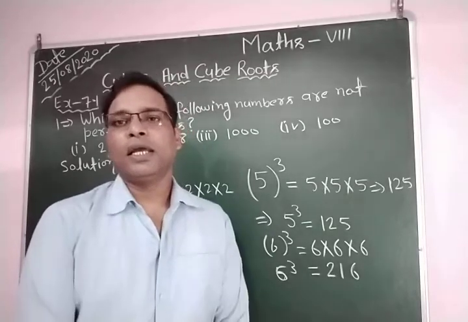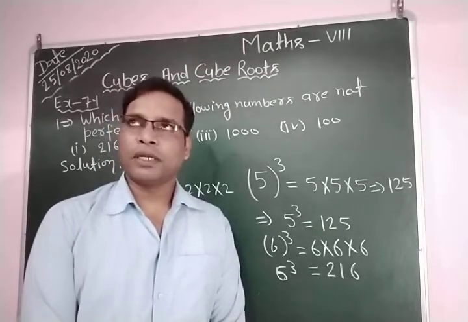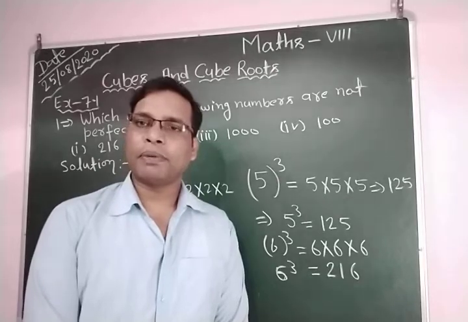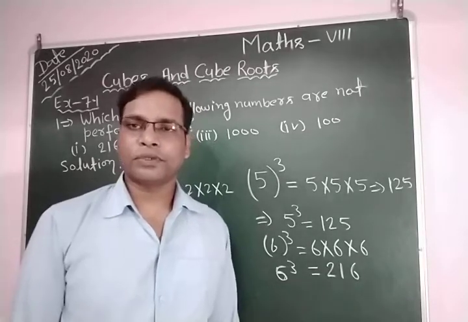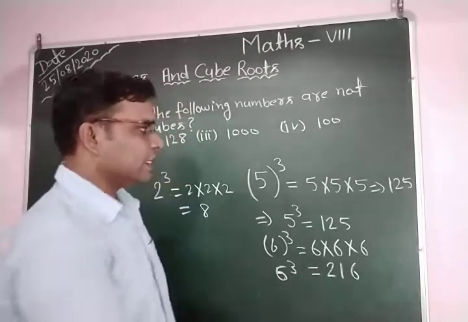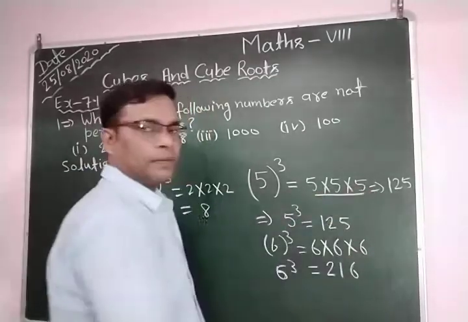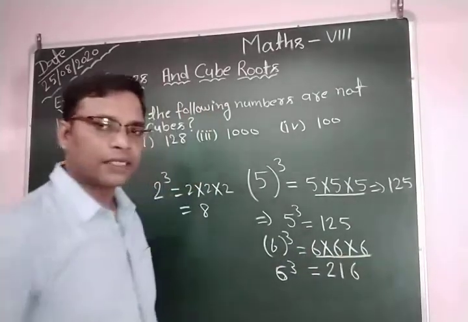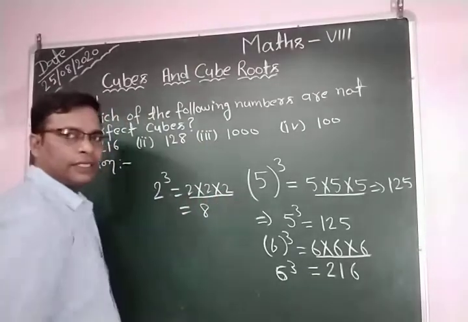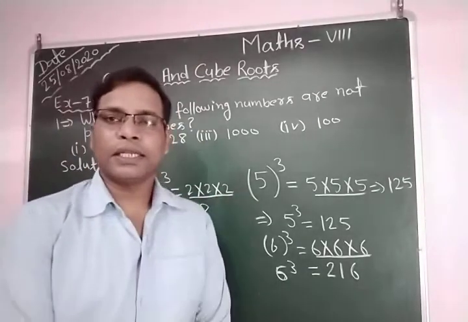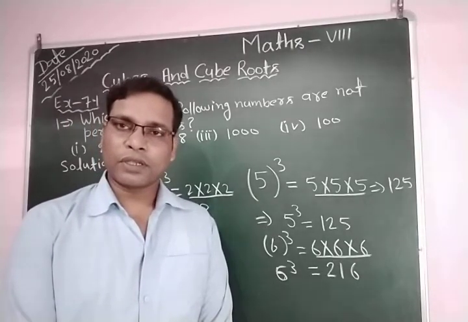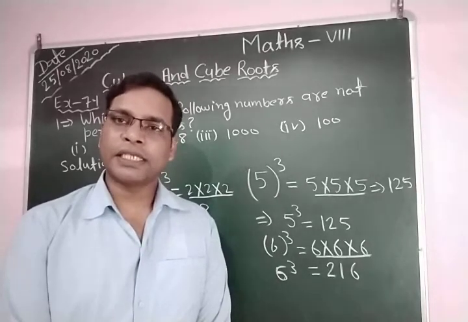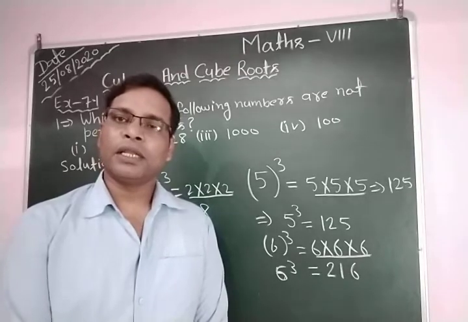Not all natural numbers are perfect cubes. The cubes of natural numbers are called perfect cubes. Clear? So you can see here 5 appears in 3 groups, 6 appears in 3 groups, and 2 also appears in triplet groups. So if any number is a perfect cube, then you can express this number as prime factors in groups of 3.